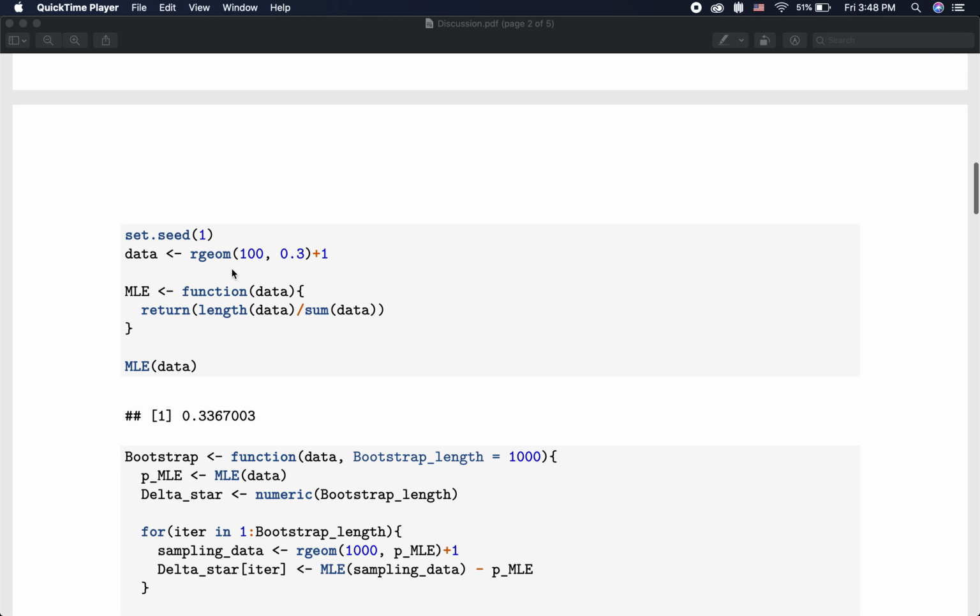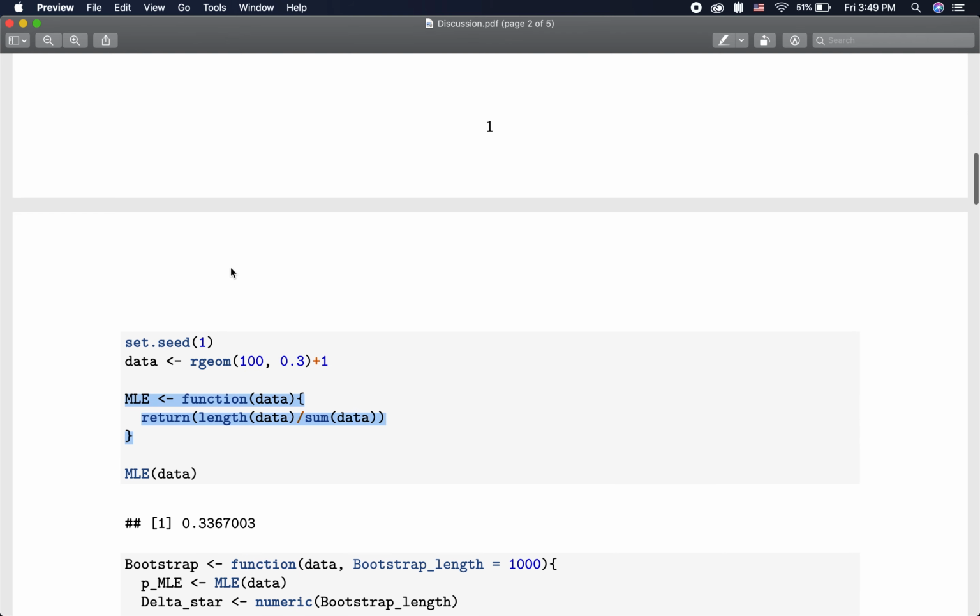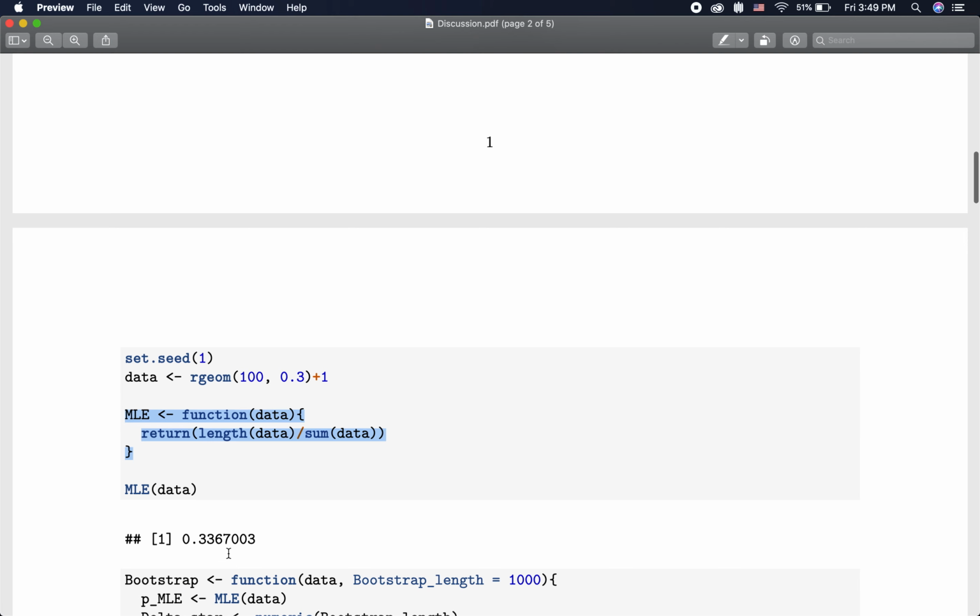So suppose that this is our observed data set, and we generate 100 observed data here, and then using this MLE formula we can find the MLE. Given this data set, the MLE is equal to 0.33, which is relatively close to the true value. So we sampled the data from 0.3 as our observed data set, and this is our MLE estimation for that parameter.